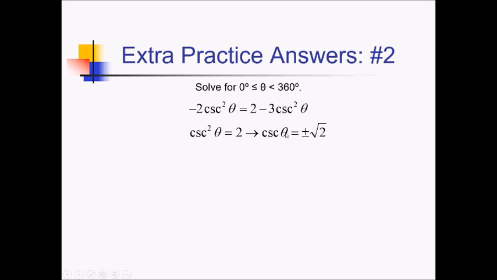Now in both cases we're going to have to convert this to sine, taking the reciprocal of both sides of the equation. If I turn radical 2 upside down and make it 1 over root 2, that actually simplifies to root 2 over 2. So we can write sine of theta equals positive root 2 over 2, and sine of theta equals negative root 2 over 2.